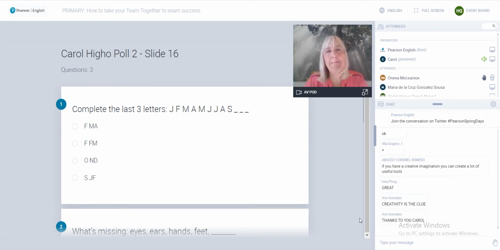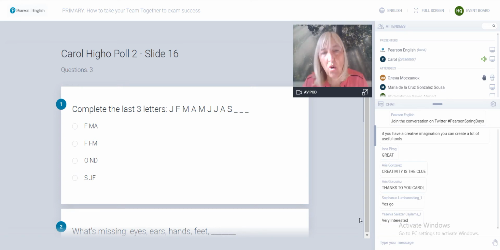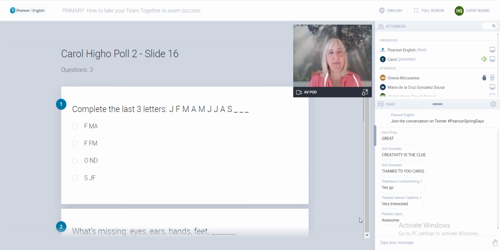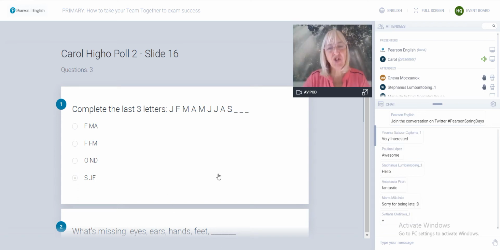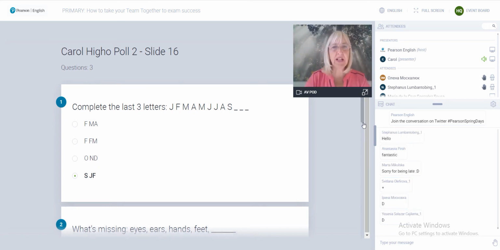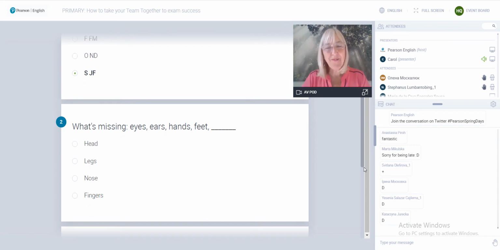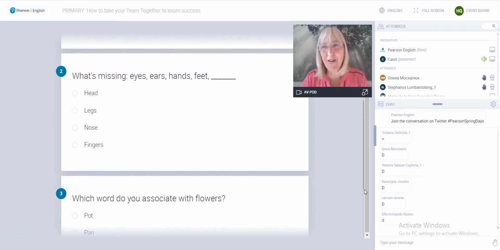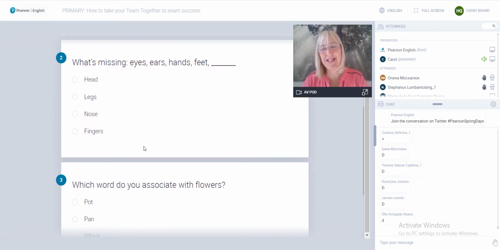J, F, M, A, M, J, J, A, S, what? Answer A, F, M, A. Answer B, F, F, M. Answer C, O, N, D. And answer D, S, J, or F. Which do you think is the 3 letters that complete that? If you can, touch the screen and have a vote. If not, just guess in your head. I understand that everybody's going to be on a computer.